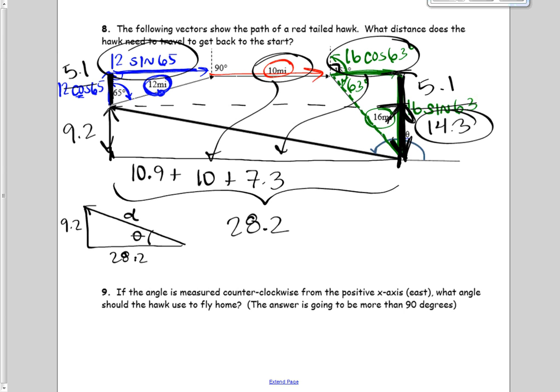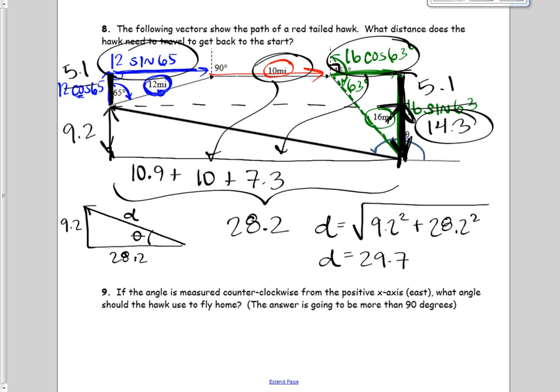So to figure out that distance d, that's just going to be the Pythagorean theorem. So I'll have 9.2 squared and 28.2 squared. I'm going to type that in the calculator here. I've got 9.2 squared plus 28.2 squared. Square root of that is 29.7. So that's how far the hawk needs to fly back.